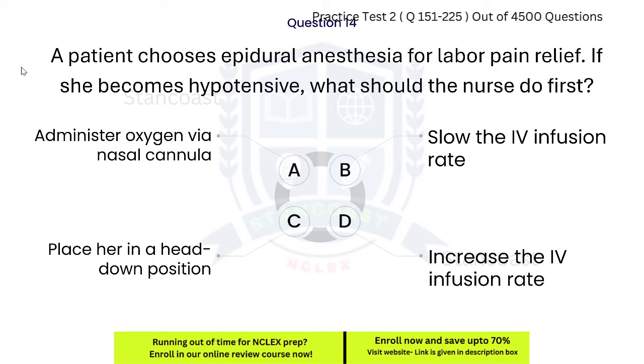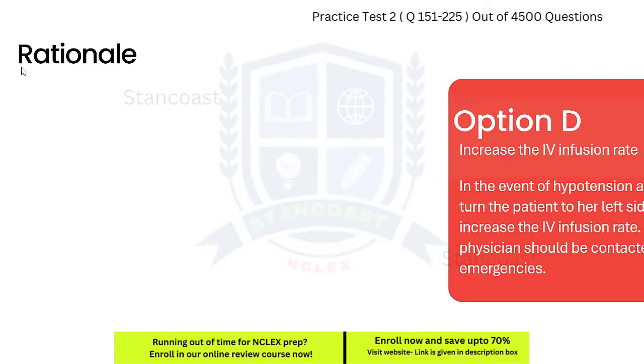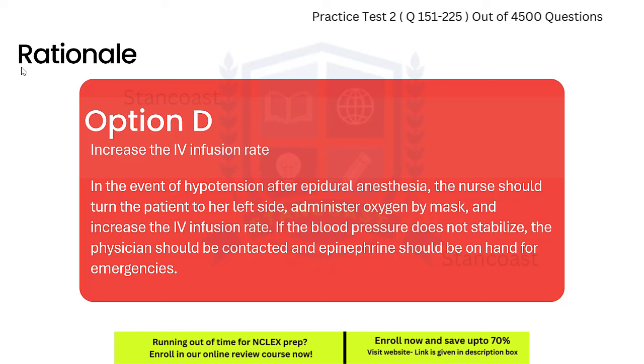The correct answer is D. Increase the intravenous infusion rate. In the event of hypotension after epidural anesthesia, the nurse should turn the patient to her left side, administer oxygen by mask, and increase the intravenous infusion rate. If the blood pressure does not stabilize, the physician should be contacted, and epinephrine should be on hand for emergencies.